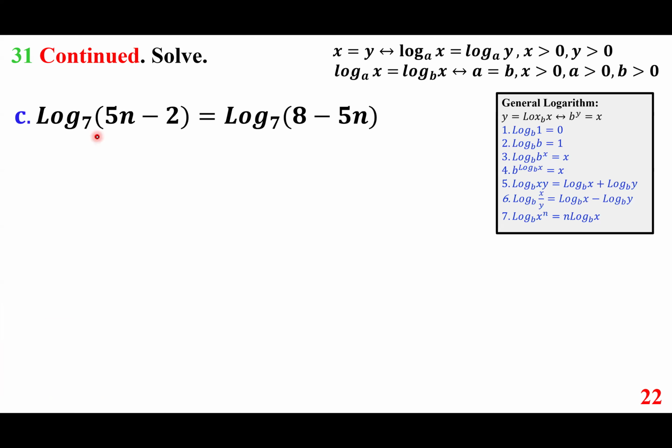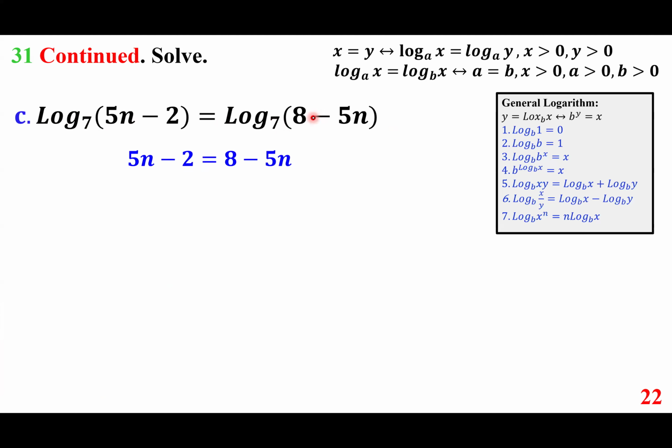Log base 7 of 5n minus 2 equals log base 7 of 8 minus 5n. Again, you have logs on both sides. You have a single log. Each side has the same base 7. They must have the same argument. So the argument 5n minus 2 and the argument 8 minus 5n must be the same.